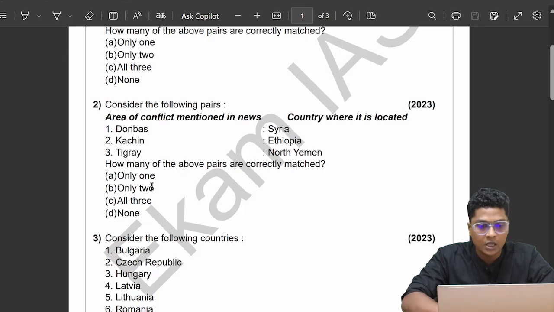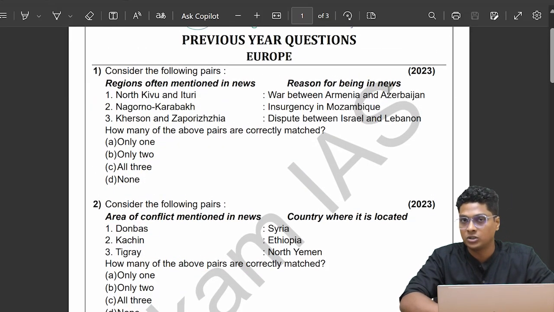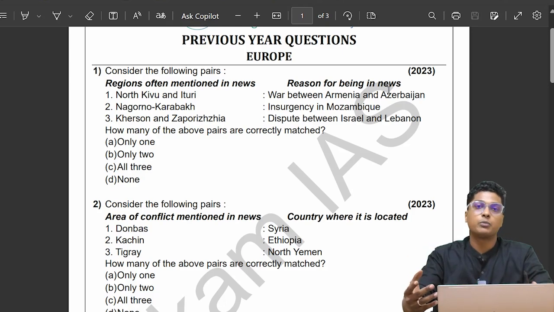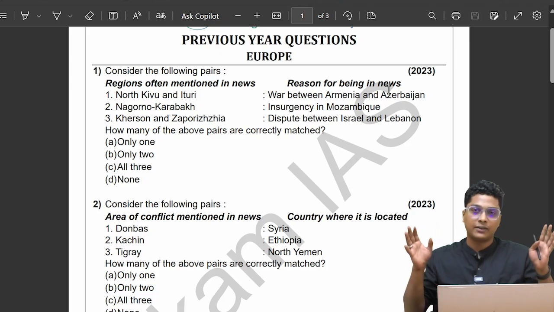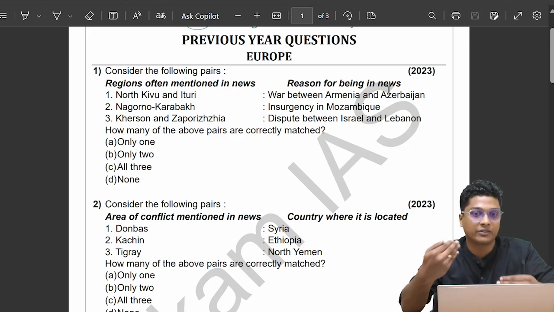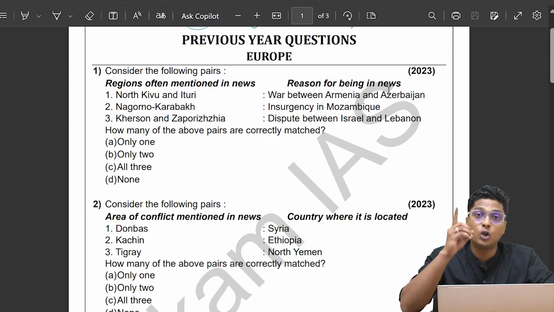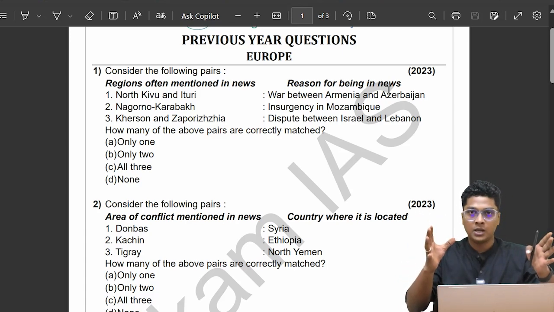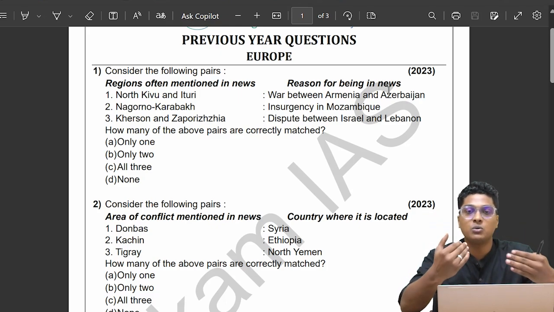Now see that question: region often mentioned in news, reason for being in news. Too much depth is not there, unlike the static portions like economy, polity, or geography. In the static portion, the questions will be conceptually very deep, right? Surface level understanding may not suffice. But here in the map-based questions, I've been saying this repeatedly, these are low-hanging fruit. If you change your mindset and study this properly, one time, then the questions are easy, and you will be in a position to crack them easily.